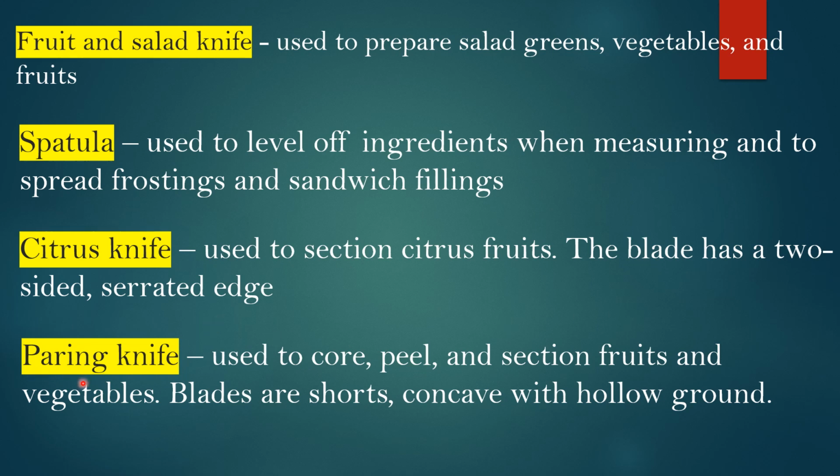Okay, then we have the paring knife. Alam naman natin kung saan natin ginagamit si paring knife. It is used to core, peel, and section fruits and vegetables. Yung blades niya are short, concave with hollow ground.